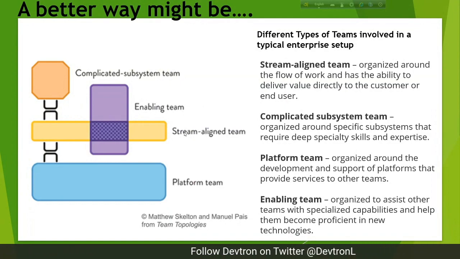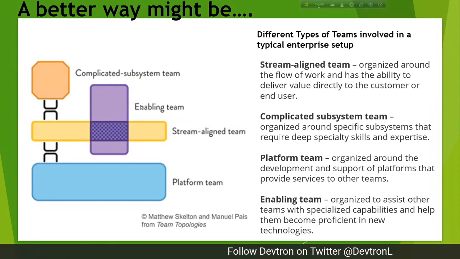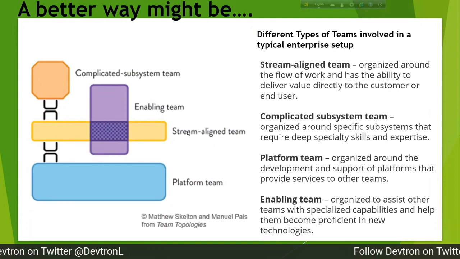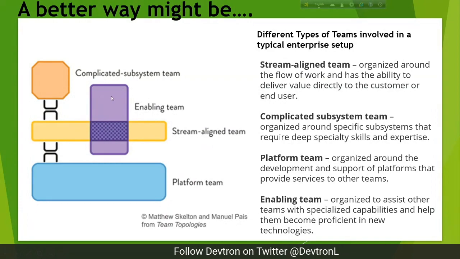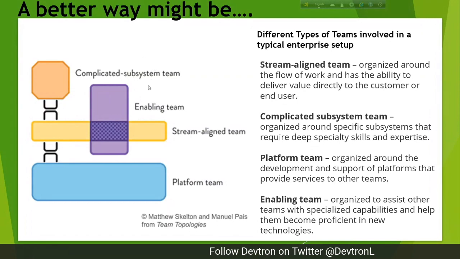But they need some help, say for example, with the processing, how to handle hundreds and millions of rows and records. That is where this enabling team will help them. They are not part of the stream aligned team, but they're helping the stream aligned team, collaborating with them and helping them achieve their objectives. This enabling team might have actual subject matter experts who have solved this kind of high scale problem of hundreds and thousands of records earlier. So this enabling team is kind of collaborating with this stream aligned team.